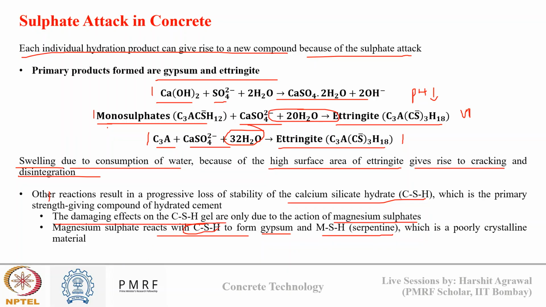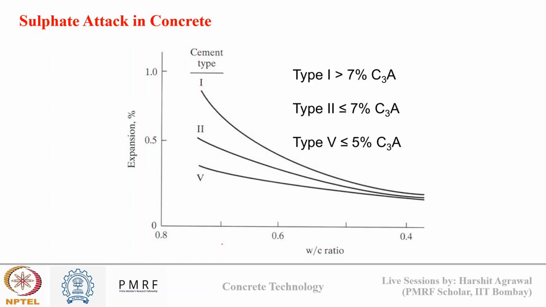Since my CSH is getting disturbed, which is the main strength bearing phase of my concrete, if it is getting disoriented or consumed in any other form, then my concrete will start to degrade because it will start to lose its strength. Because CSH is the main strength bearing phase of the concrete. Now, this is something you can relate from our discussion in week 1 or week 2 also.